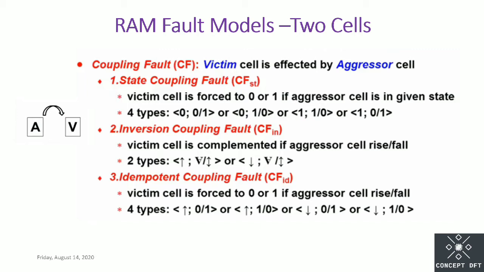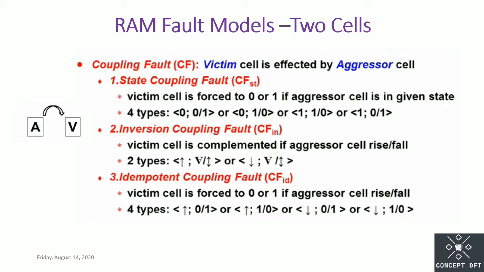So, in state coupling fault, victim cell is forced to 0 or 1 if aggressor cell is in given state. So again, four types of state coupling fault. First one is if aggressor is at 0, then victim changes from 0 to 1. Another one is aggressor is at 0, victim changes from 1 to 0. Third one is if aggressor is at 1, victim changes from 1 to 0. And last one is if aggressor is at 1, then victim changes from 0 to 1.